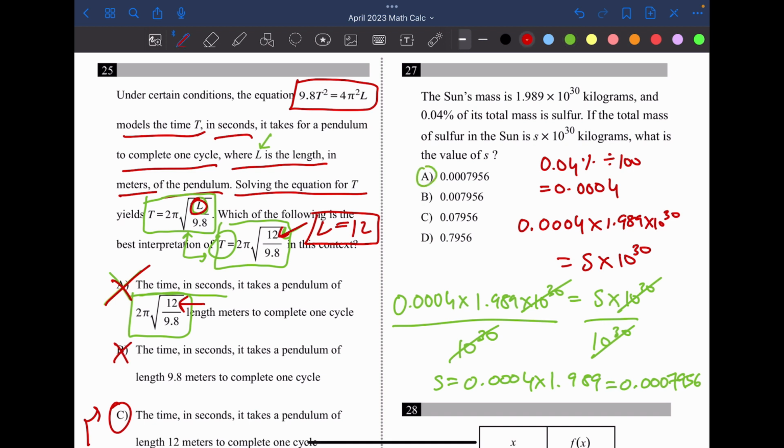If you did not cancel out the 10 to the power of 30 and you went straight into a calculator, then you would have had to divide it by 10 to the power of 30, so there's no point in doing that because you can easily get the answer this way.